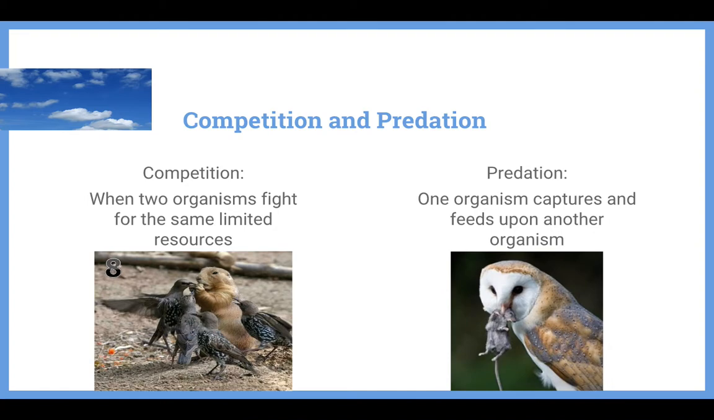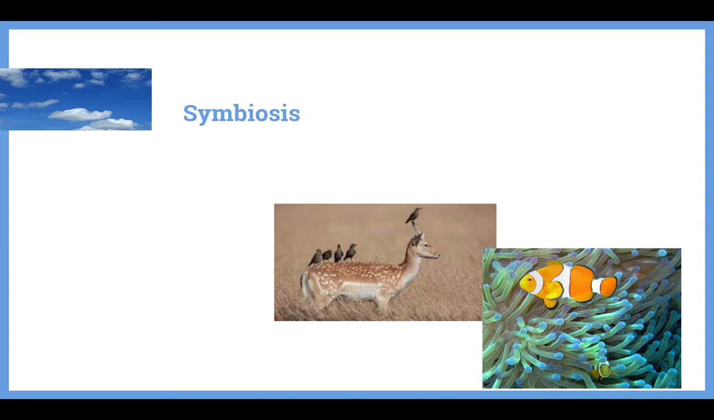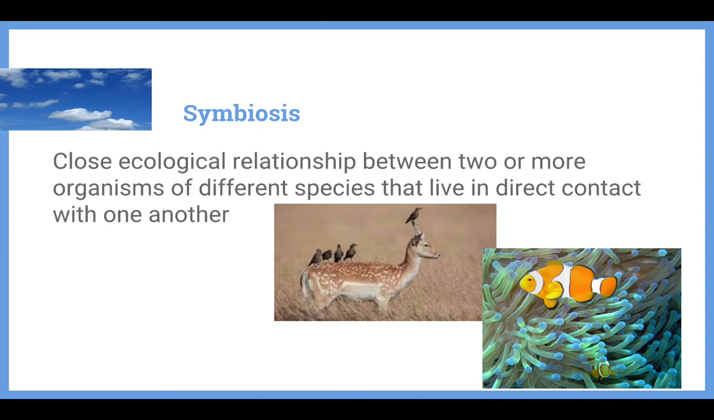So let's switch gears. All relationships are not necessarily a bad thing. Relationships between species don't always hurt each other. There are some things that relate well together. We call that symbiosis. So it's a close ecological relationship between organisms that live in direct contact with one another. Sometimes they're good things for both parties, and sometimes they're not so good things for both parties.